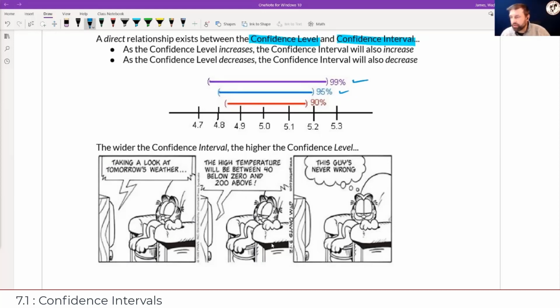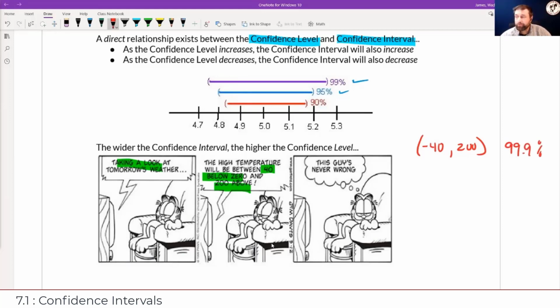And this is in the comic, Garfield's watching the weather, and the weatherman says, taking a look at tomorrow's weather, the high temperature will be between 40 degrees below zero and 200 degrees above zero. Okay. And Garfield says, this guy's never wrong. Well, of course he's never wrong, because his interval is so wide, he's guaranteed to predict the correct temperature for tomorrow, right? You're talking about a range of negative 40 degrees to 200 degrees, right? So he could probably be very, very confident that the weather for tomorrow is going to fall in that interval, okay?